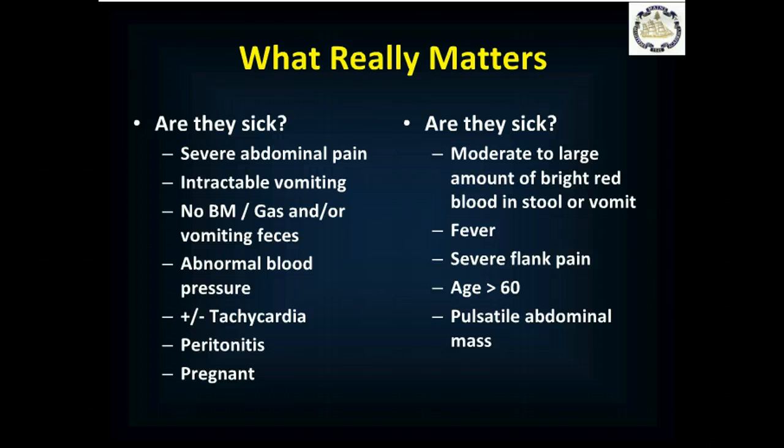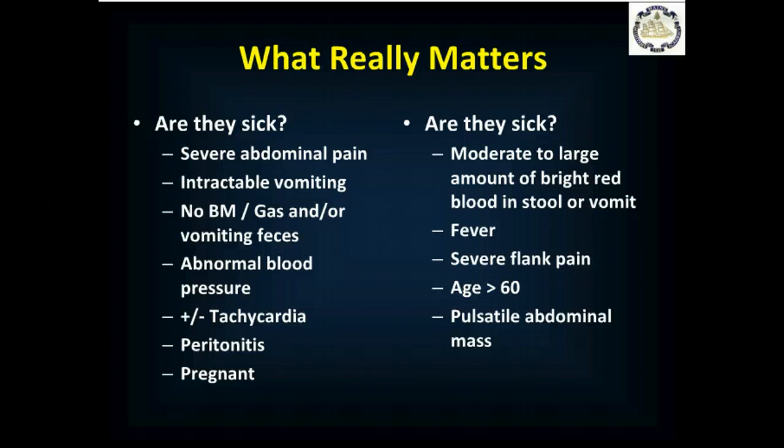If they have moderate or large amounts of bright red blood in either their stool or their vomit, that's a problem. Tiny little bit of blood in the stool or throwing up ones with specks or flecks of bright red blood are usually not a big deal as long as all the vital signs are normal. But they're definitely something to discuss with medical control. But if it's moderate to large amounts, that's bad. They're sick. Anyone with abdominal pain and a fever, that's very concerning.